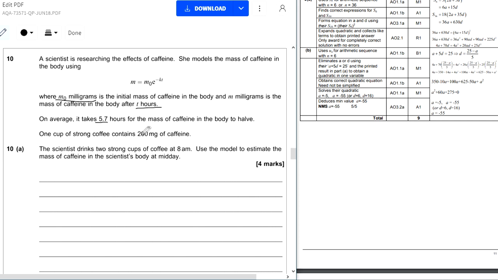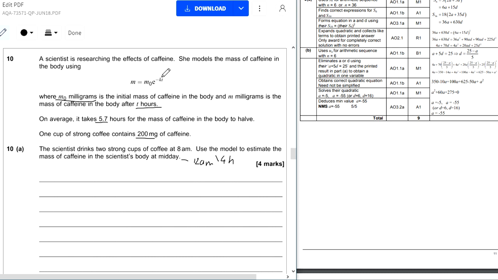One cup of strong coffee contains 200 milligrams of caffeine. The scientist drinks 2 strong coffees at 8 a.m. Use the model to estimate the mass of caffeine in the scientist's body at midday. So midday is 12, so that's a 4-hour difference.